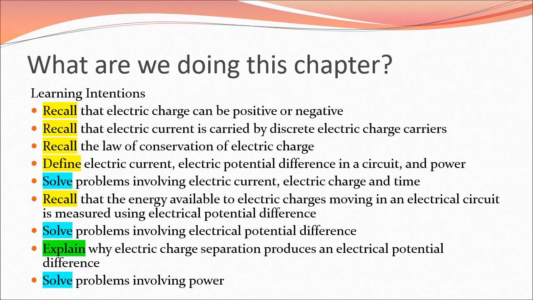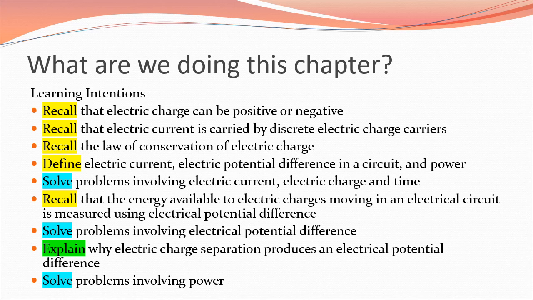So this chapter is all about some recall questions about electrical charge, electric current, and the law of conservation of electric charge. We're going to be defining what electric current is, what electric potential difference in a circuit is, and what electrical power is. We're going to look at solving some problems involving electric current, electric charge, and time, and recall that energy is available to electric charges moving in an electrical circuit, and we use the measurement of electric potential difference to measure that.